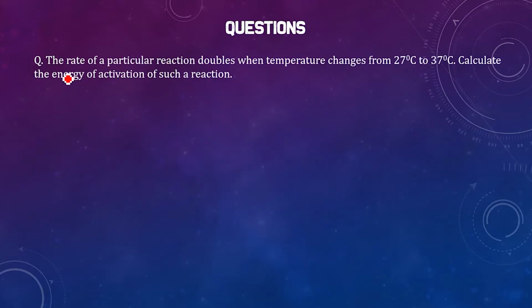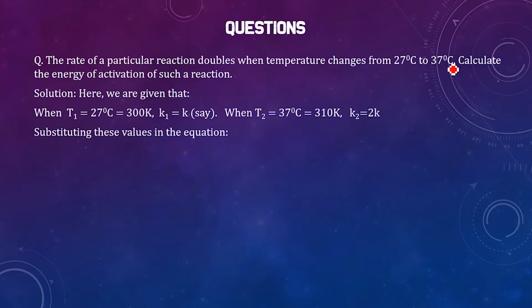The next question is that the rate of a particular reaction doubles when the temperature changes from 27 to 37 degrees Celsius. Calculate the energy of activation of such a reaction. Which formula is applicable here? Yes, of course, the Arrhenius equation, this expanded formula. So convert the temperature into Kelvin. Don't forget to convert. If you do not convert, it will be wrong. So T1 is equal to 27 degrees Celsius, converted, I got 300 Kelvin.